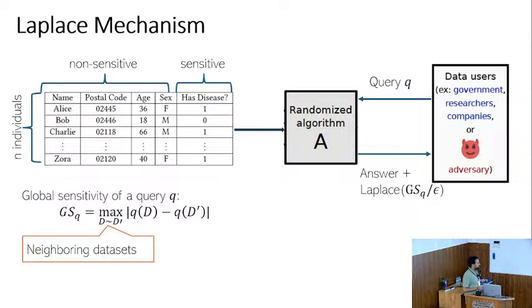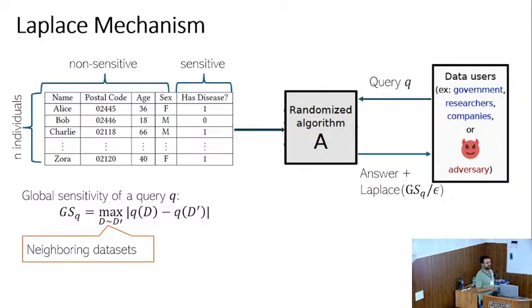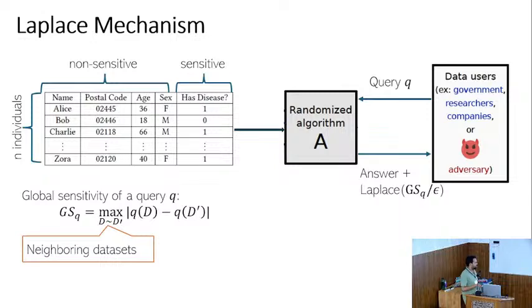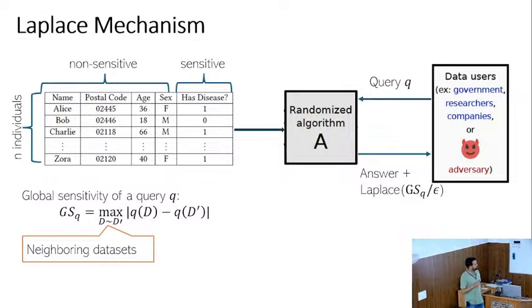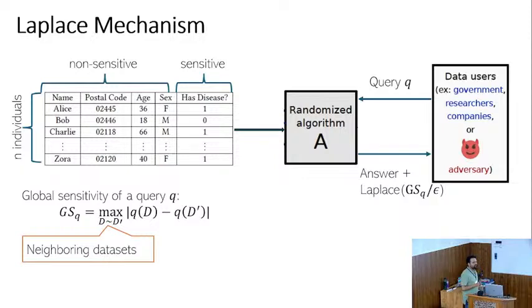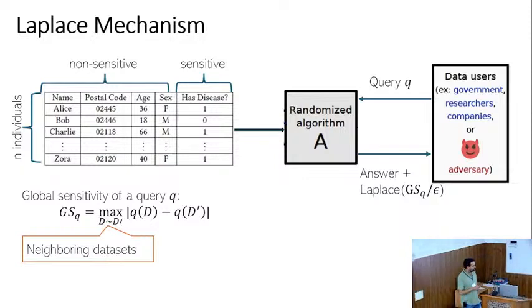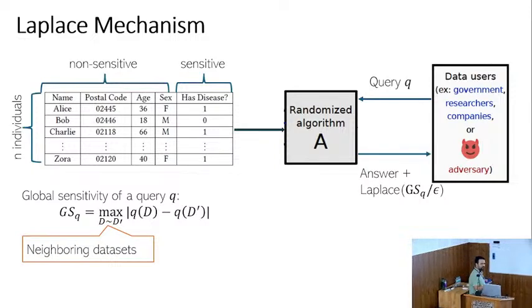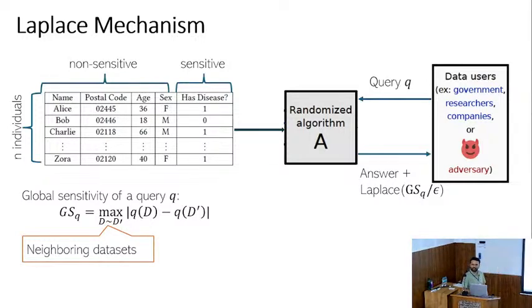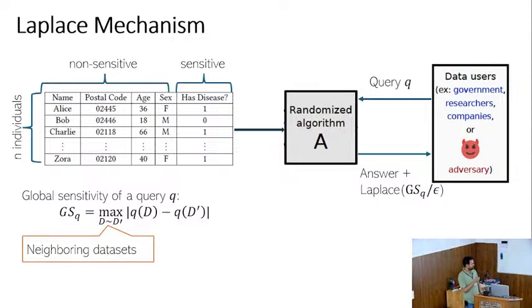So Q of D is the query value for dataset D, and Q of D dash is the query value for dataset D dash. Take their absolute difference, and do it for all possible pairs of neighboring datasets and report the maximum difference. So you find the difference in query values for each pair and report the maximum. This is the global sensitivity. So what does this signify?